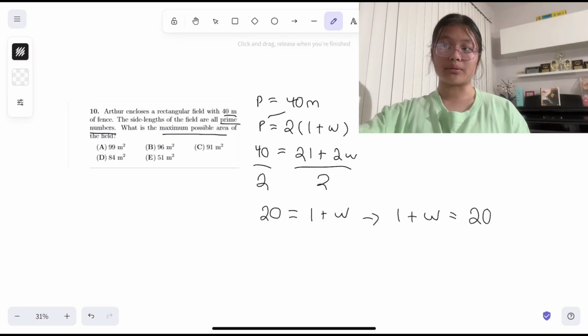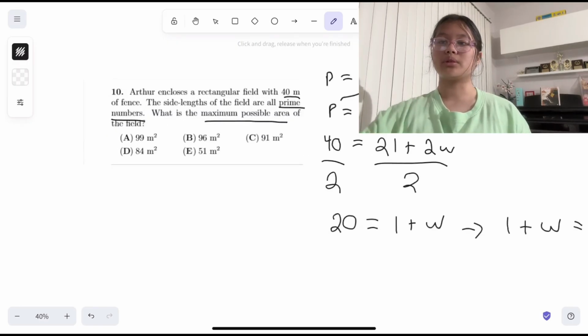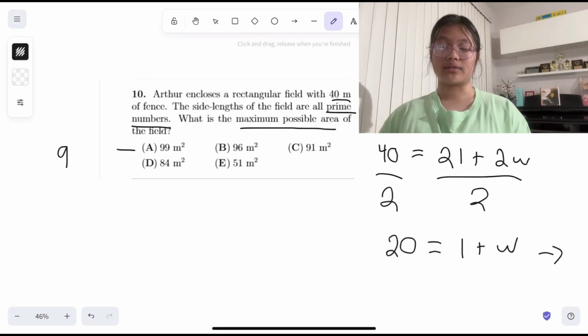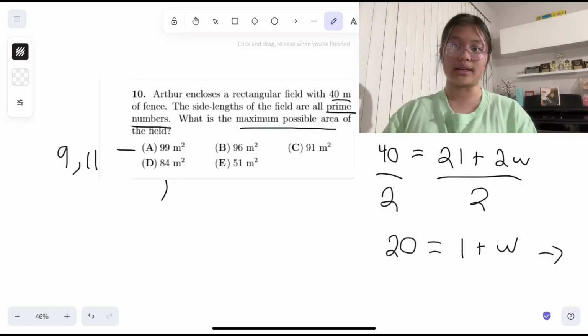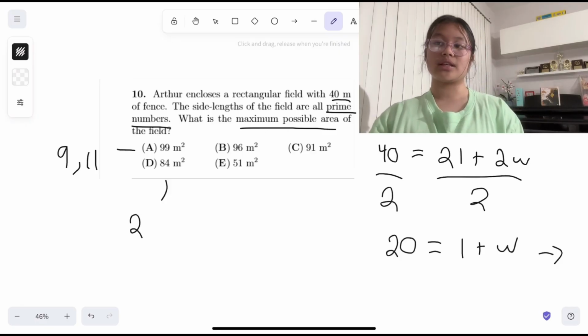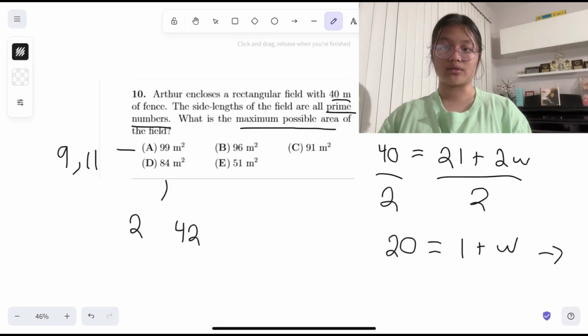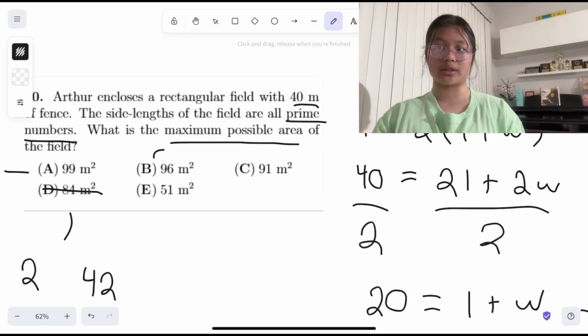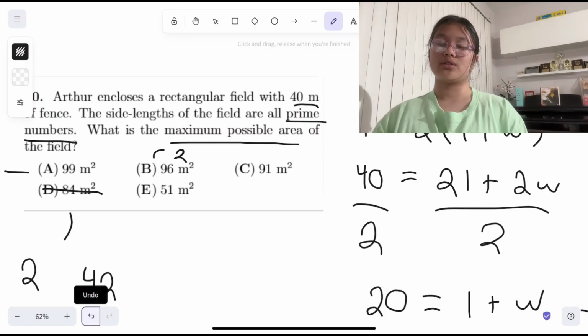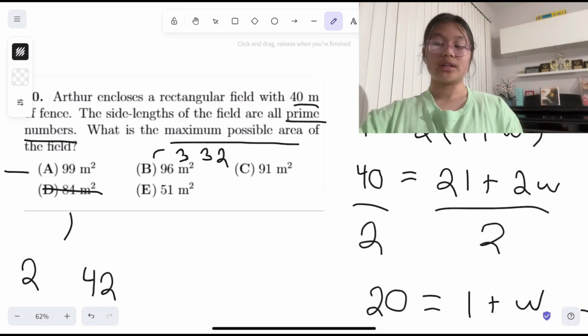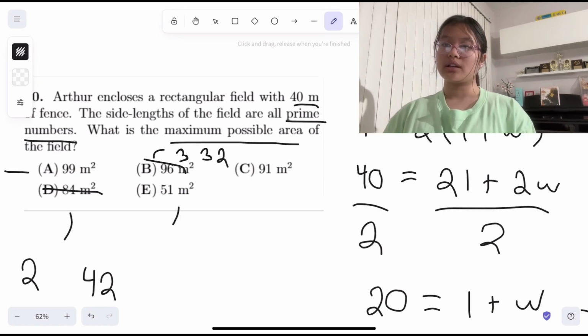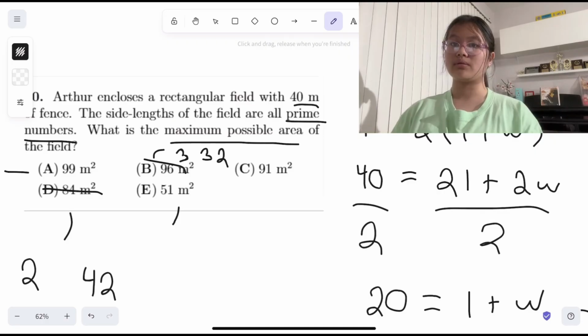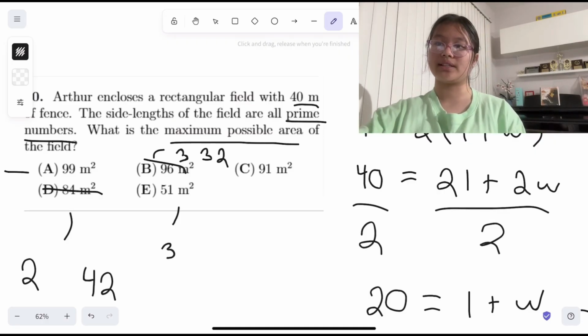So now since we want all prime numbers, what we can do is we can figure it out from the multiple choice. So 9 and 11, that does not work, so we can cross out A. A is not one of our answer choices. D, which is 84 meters squared, is 2 and 42. 42 is not a prime number, so 84 will not work. So 96, 2, wait, we can actually do 3. 3 and 32 does not work, because 32 is not a prime number. 51, we can do 3 and 17, which does work, so we can keep that for now. And 91, which is 7 and 13.